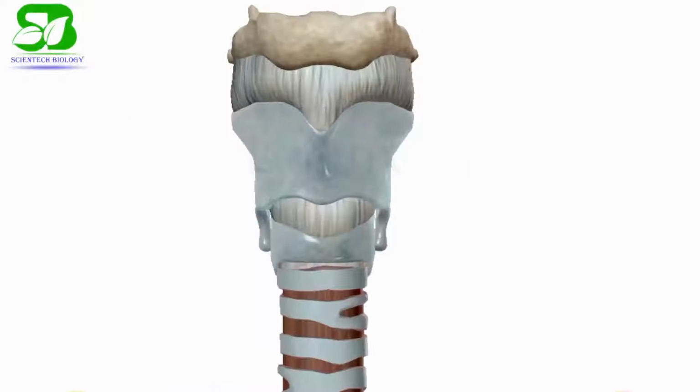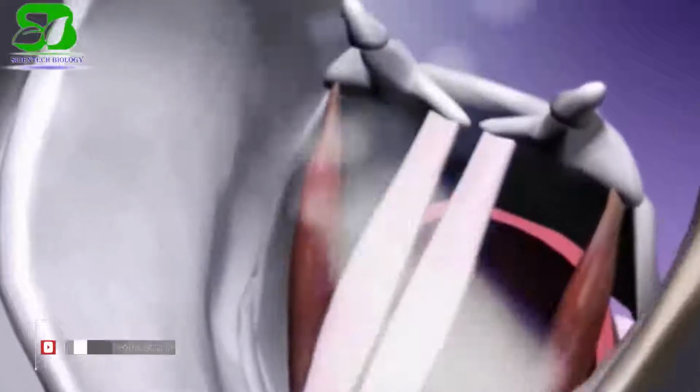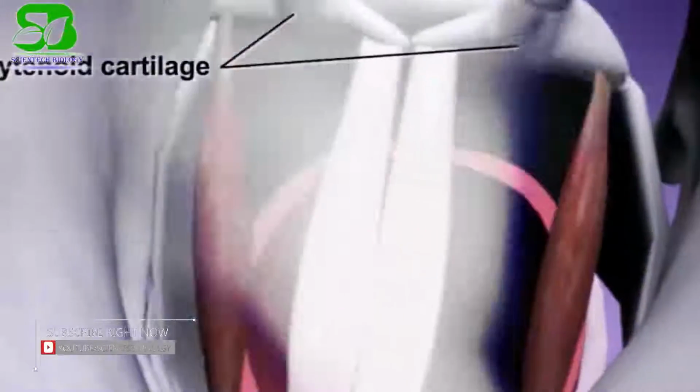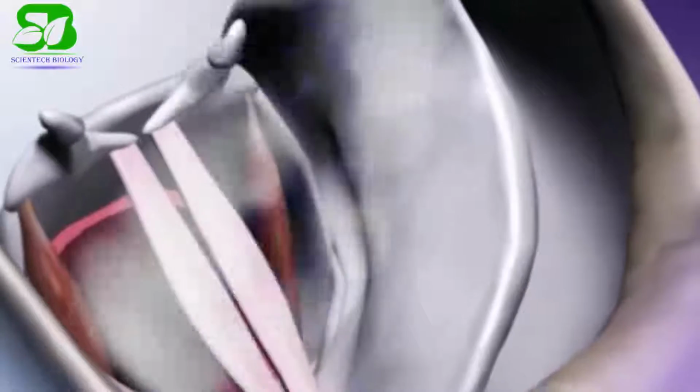Larynx. The larynx is an organ of complex structure that serves a dual function, as an air canal to the lung and as the organ of phonation. The skeletal framework of the larynx consists of cartilages connected by membranes.